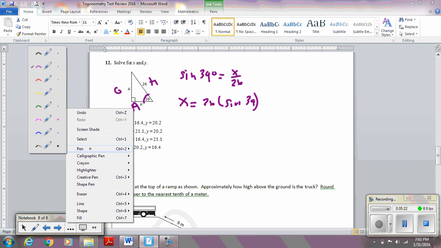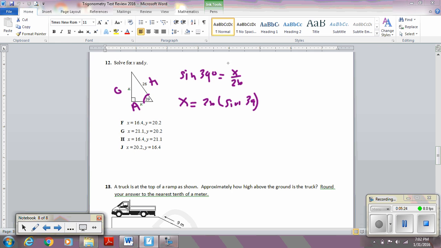Now before I grab my calculator, I'm going to set it up for y next. Since y is adjacent to the angle, and I still have the hypotenuse, I would use cosine this time, and put y over 26. Cross multiply, and you would get y is equal to 26 times cosine of 39.